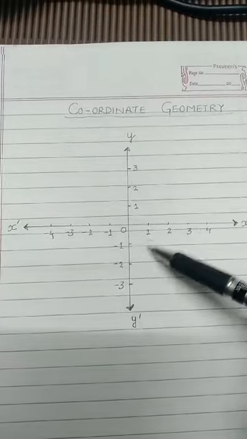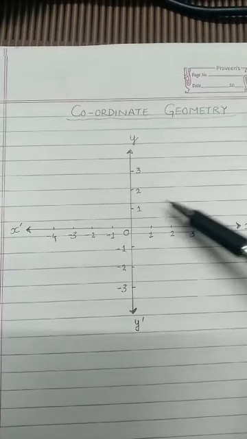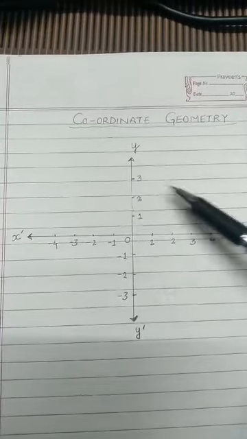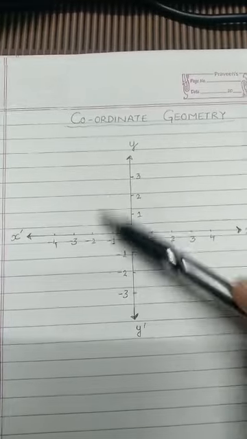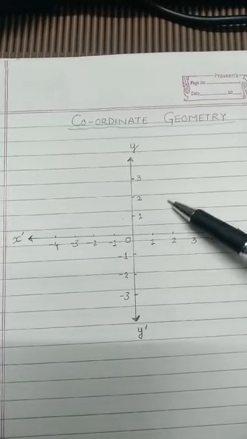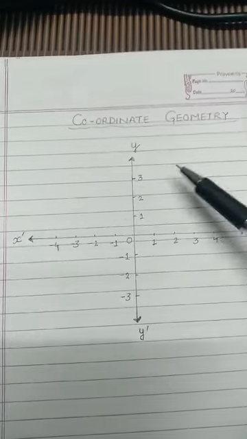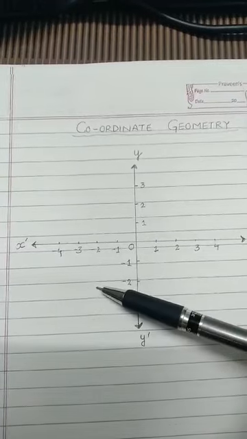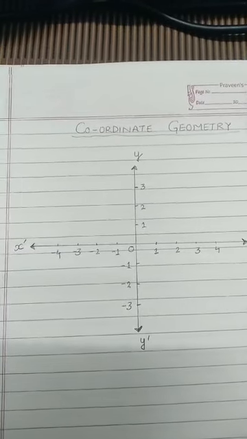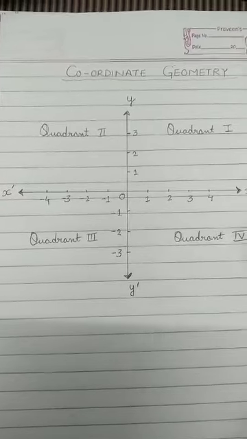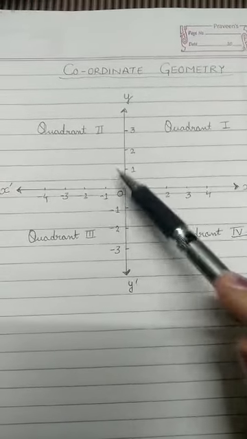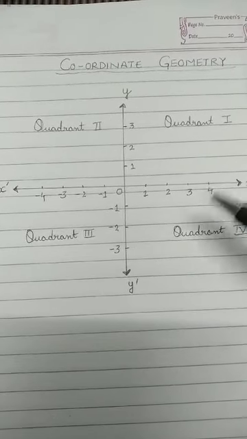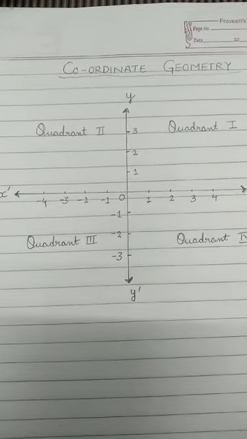These two perpendicular lines divide a plane into four parts called quadrants. First, second, third, fourth. So a plane is divided into four parts and each part is known as a quadrant. We number it like this: quadrant 1, quadrant 2, quadrant 3, quadrant 4. And this plane containing the two axes and the four quadrants is known as coordinate plane, Cartesian plane or XY plane.